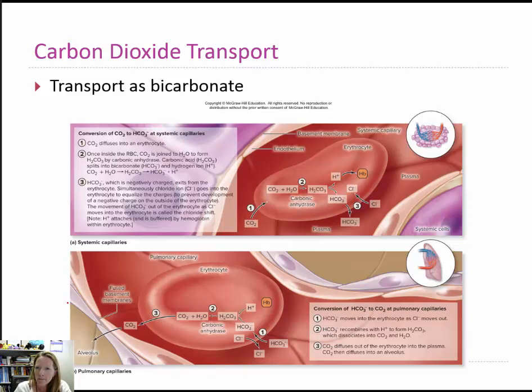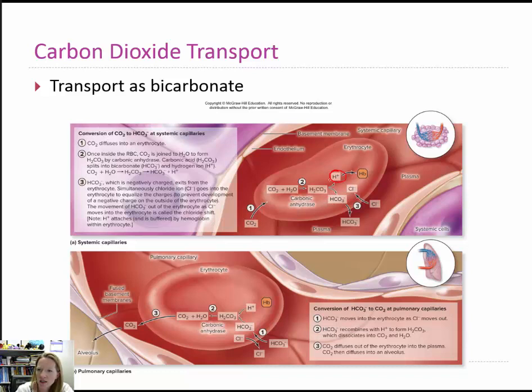Let's take a look at this process. This is what happens from the systemic cells. Once the CO2 diffuses into the erythrocyte, it binds to water. When that happens, with the help of something called carbonic anhydrase, it forms carbonic acid. This is H2CO3, carbonic acid. Immediately, carbonic acid is going to split into bicarb. Here's a bicarb. There it is, disguised as a bicarb.